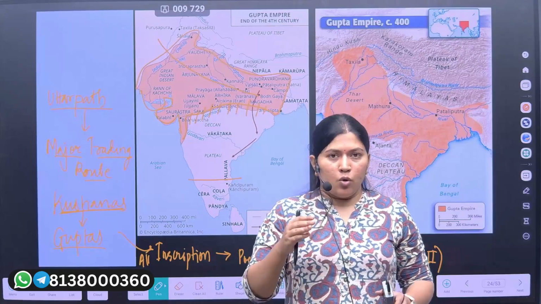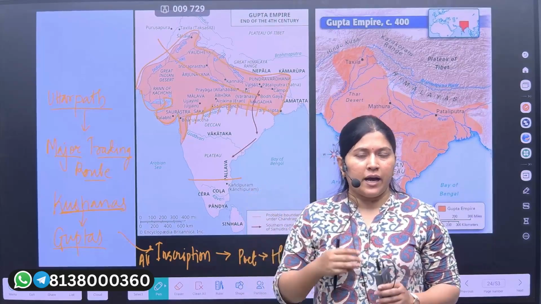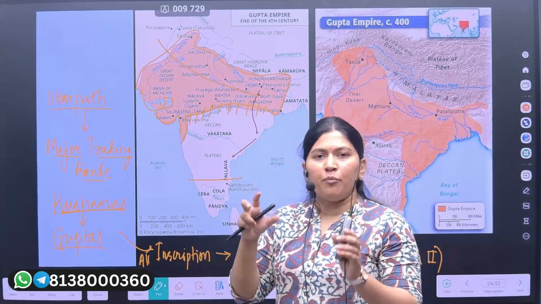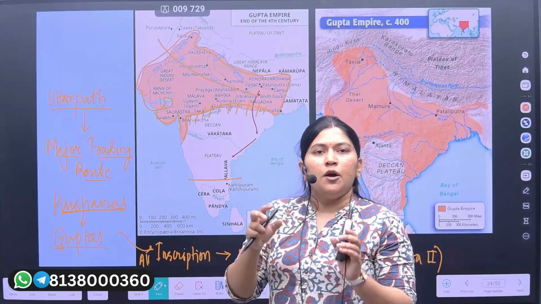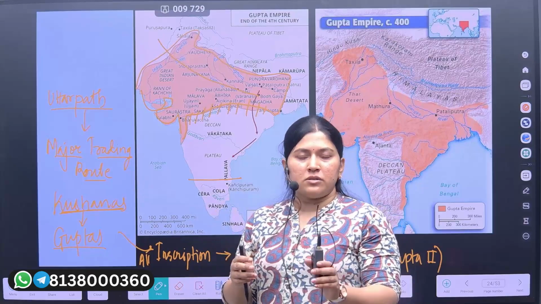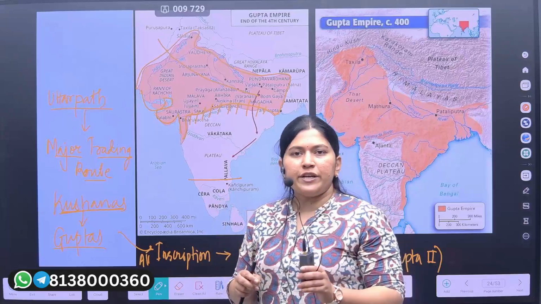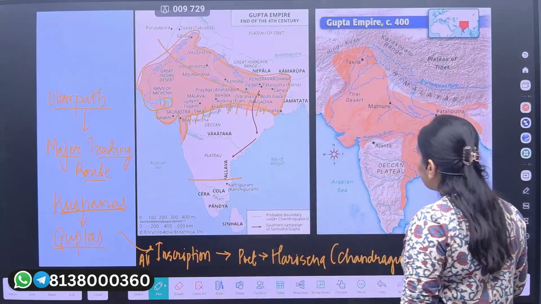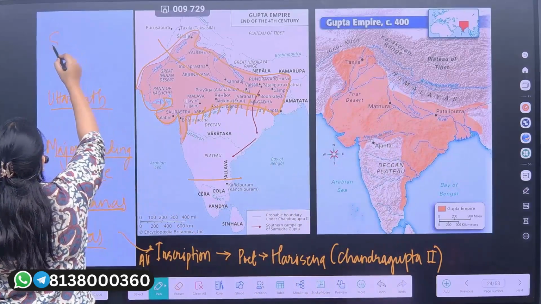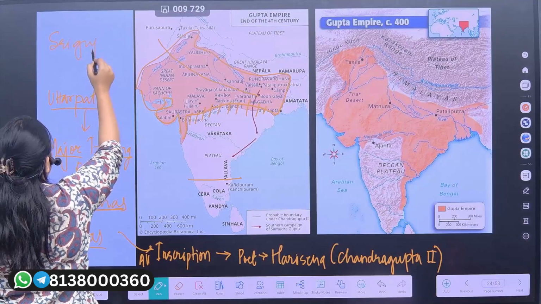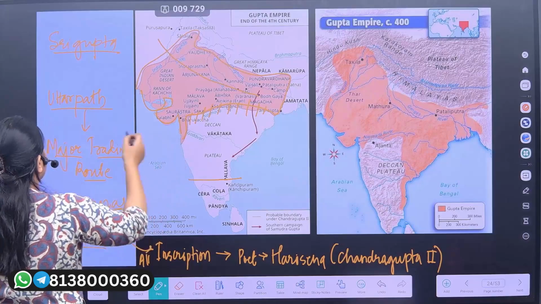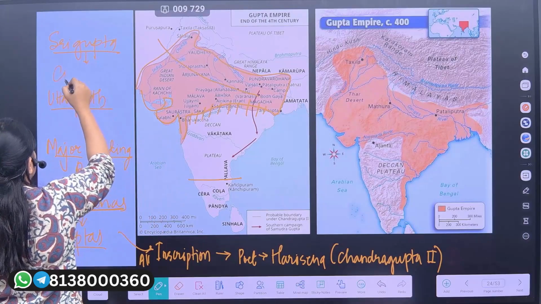Now if we go hierarchically, Chandragupta I is not the founder of the Gupta, but he is considered a major founder, not the initial founder. According to some inscriptions, it is said by Harisena only that Sri Gupta was the actual founder of the Gupta Empire, and after that it was Chandragupta I.